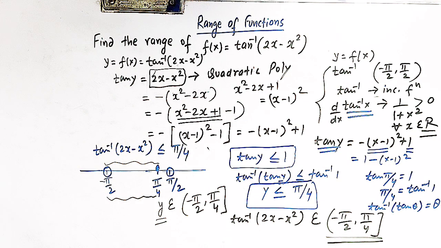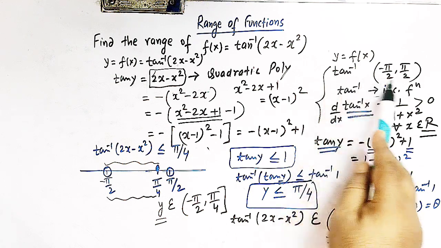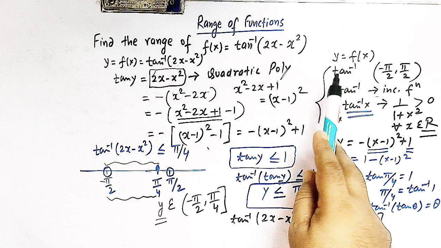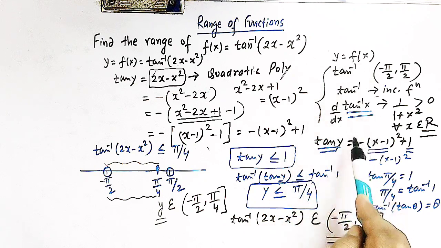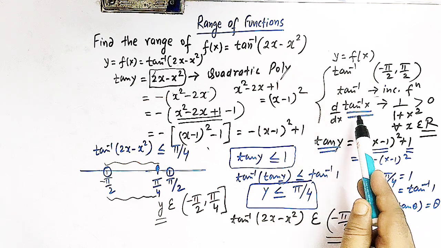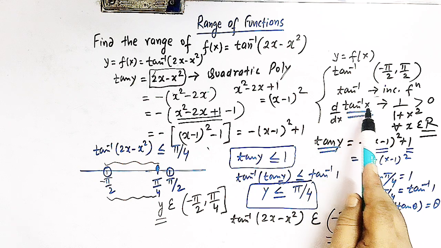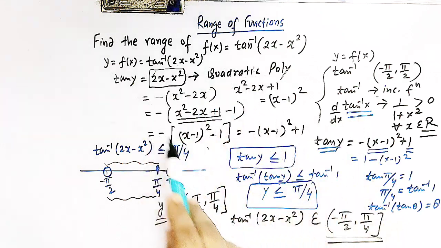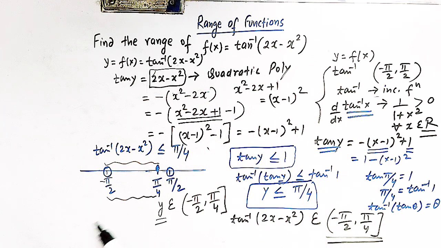So viewers, this is how by making use of these concepts, that is the principal value branch of the tan inverse function, and then the increasing nature of the function tan inverse x, and some simple algebra, we can easily find out the range of these types of functions.